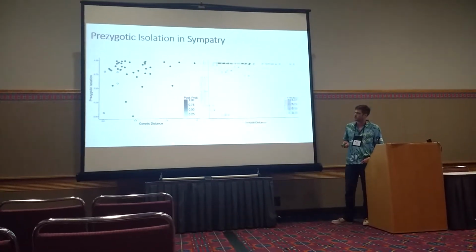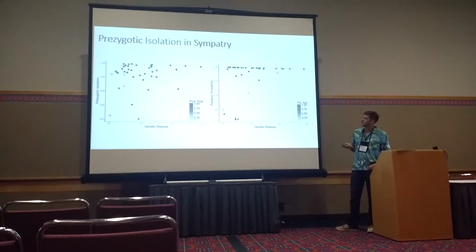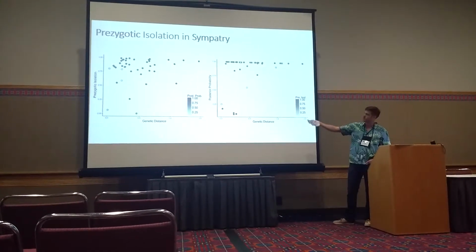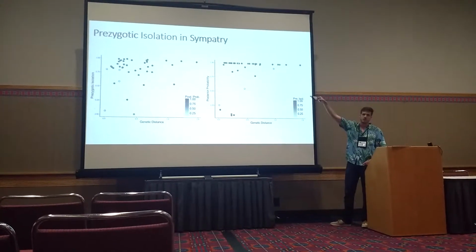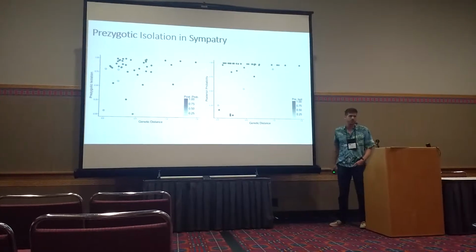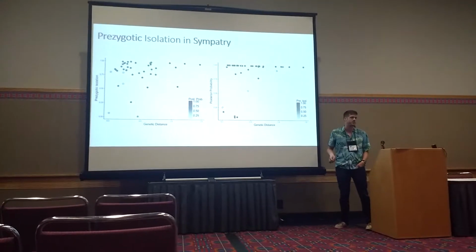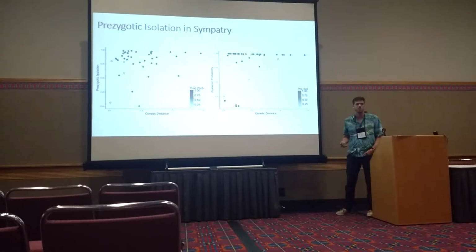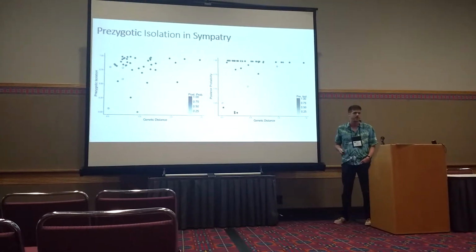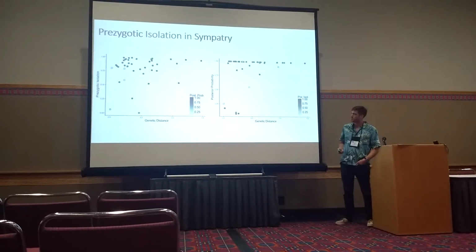Again, we're going to turn it on its head the same way as before. And this is more clear. We see most of our high posterior probabilities are in that top left corner, where there's low genetic distance, high posterior probability, and high prezygotic isolation, suggesting reinforcement is playing a role in maintaining these boundaries in sympatric taxa.